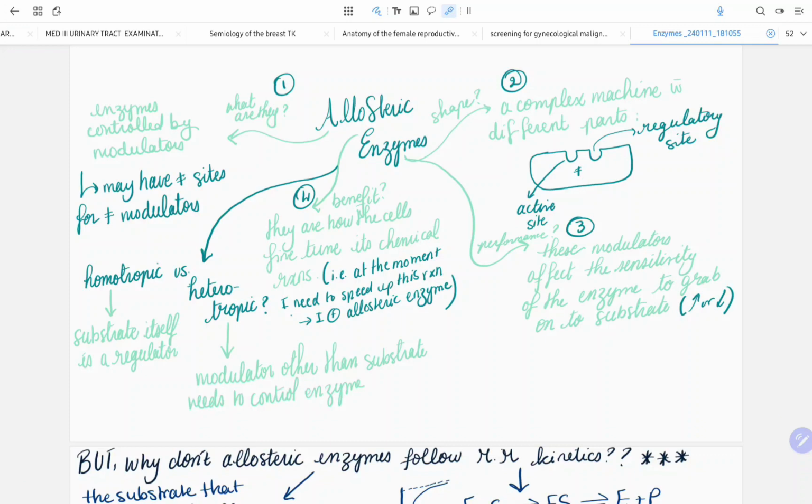So lastly, what are the types of allosteric enzymes? We have homotropic and heterotropic. Homotropic is when the substrate itself is a regulator. Like on the active site, when the substrate binds here, it regulates the activity of the enzyme. And heterotropic is when a modulator other than the substrate controls the enzyme. So on the regulatory site, we have a modulator that binds here, and then we have a substrate that binds here. That is different.